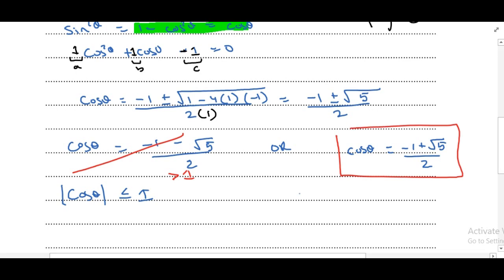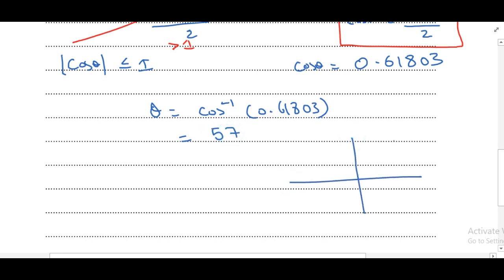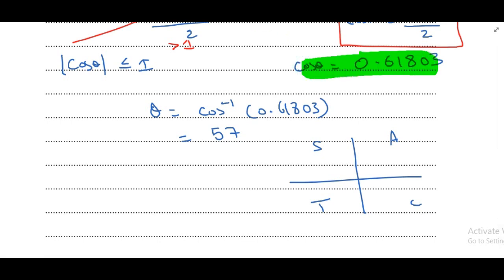So cos theta equals 0.61803. If I calculate the value of theta, theta becomes cos inverse of 0.61803, 57 degrees. Since theta is positive, so again ASTC, our value of cos theta is positive. We can see that it's a positive sign.